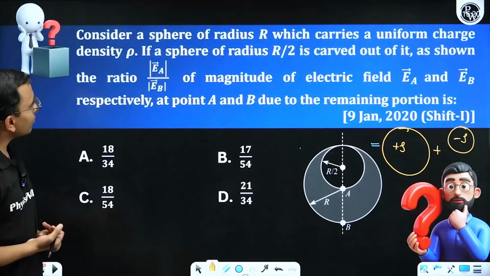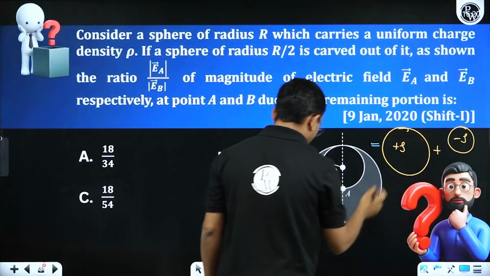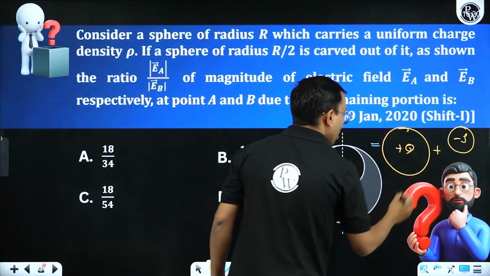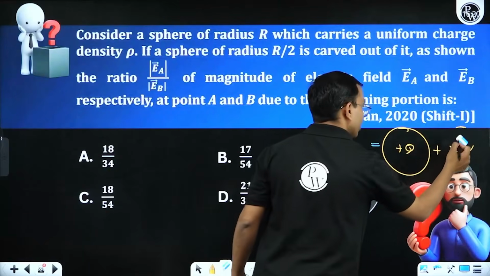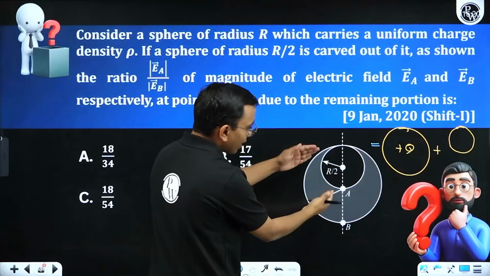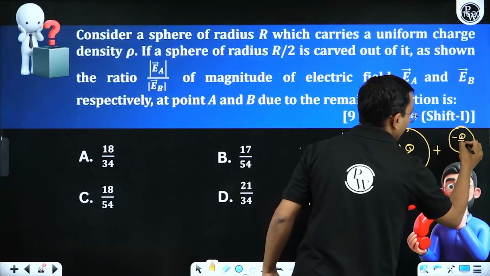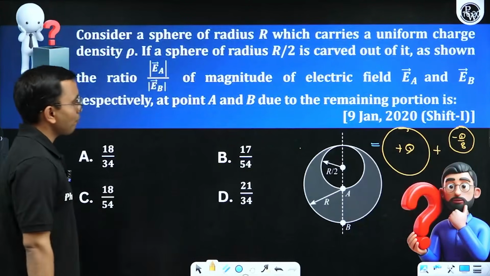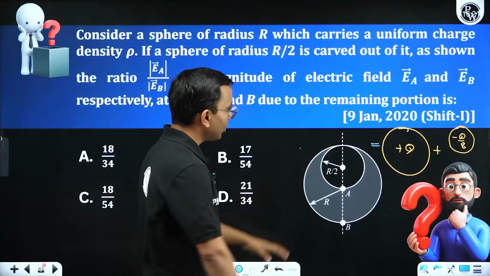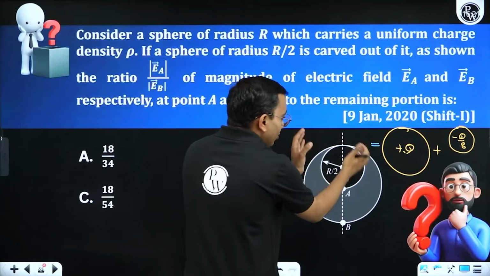Now if I consider the complete sphere's charge as plus q, how much is the charge on this negatively charged sphere? The radius is half, so the volume is 1 by 8, so the charge will also become 1 by 8, so minus q by 8. Got it? Now let us write the electric field at A and B. At A, due to the complete sphere, A is at the center, so that is 0. Only the one due to this half remains.